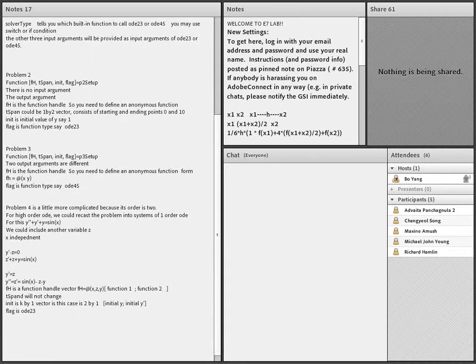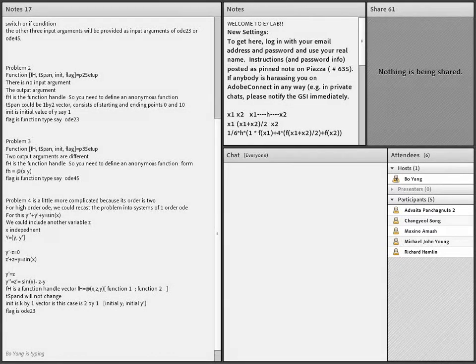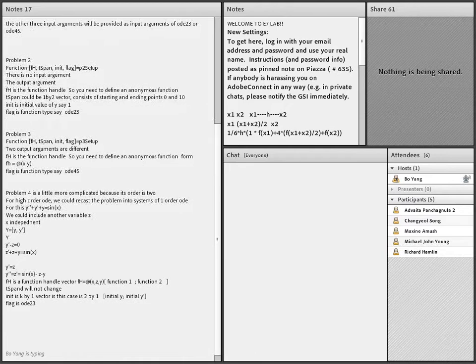And the dependent variable is y. Y has two components. One is y itself. The other is, probably I use capital Y here, Y prime. And so capital Y prime equals Y prime and Y double prime.